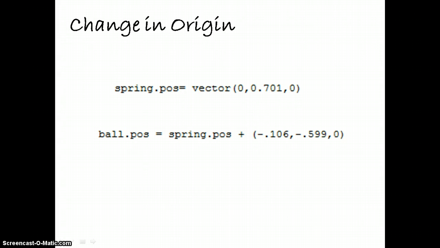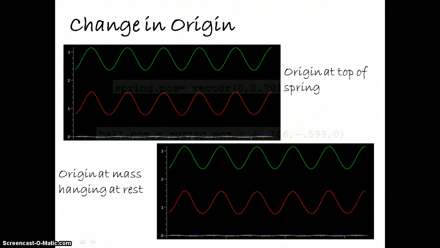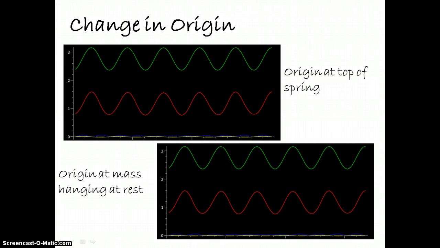Finally, for the last what does it mean question, if the origin is changed from the top of the spring to the mass on the spring at rest, these would be the new position vectors, with the ball position marking the initial position of the mass. Changing the origin does not change the physics of the system, however. These are the energy plots from before and after the change in origin. As you can see, they are the same.